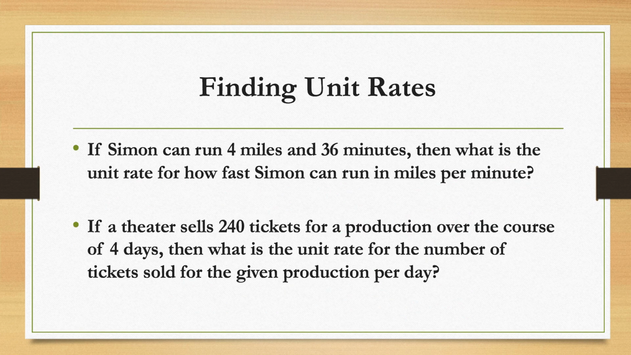All right, let's look at a couple of other examples. If Simon can run 4 miles in 36 minutes, there's a typo right there, that should say in 36 minutes, then what is the unit rate for how fast Simon can run in miles per minute? All right, so again, we have the word per. We have miles in front of it and minutes behind it. So let's set up our rate. Miles on the top. The per is the division line. And minutes on the bottom.